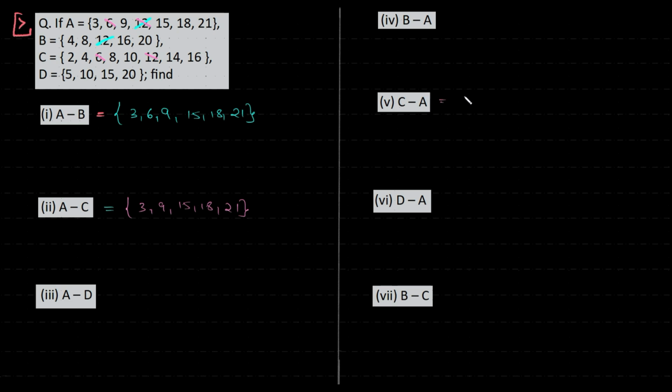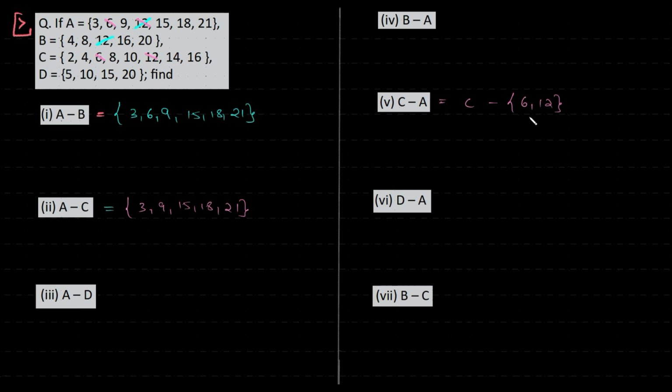Now if you look at C minus A, what I can do is I can tell, all the elements of C other than 6 and 12 have to be written over here. Right? Agree? So C minus A and A minus C have a similar approach. That is, first you find the common elements between C and A and write the answer which is not common in both of them. That would be your answer. So now coming back to this question, C minus A. All the elements in C other than 6 and 12. So this would be your answer.